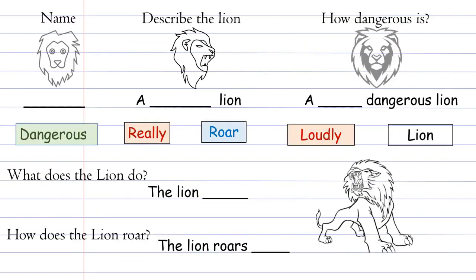Fill the line with the words in the squares. Name the drawing with a noun. Lion. Describe the lion. Dangerous lion. How dangerous is? Really dangerous. What does the lion do? The lion roars. How does the lion roar? The lion roars loudly. Now you know the most important parts of the speech.